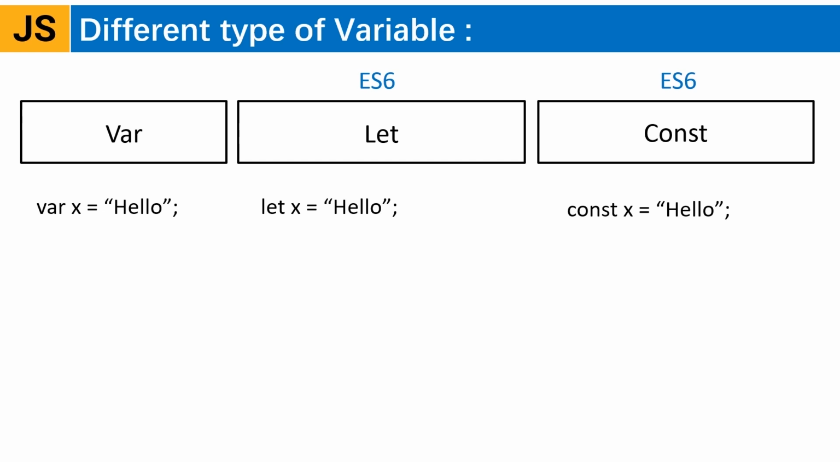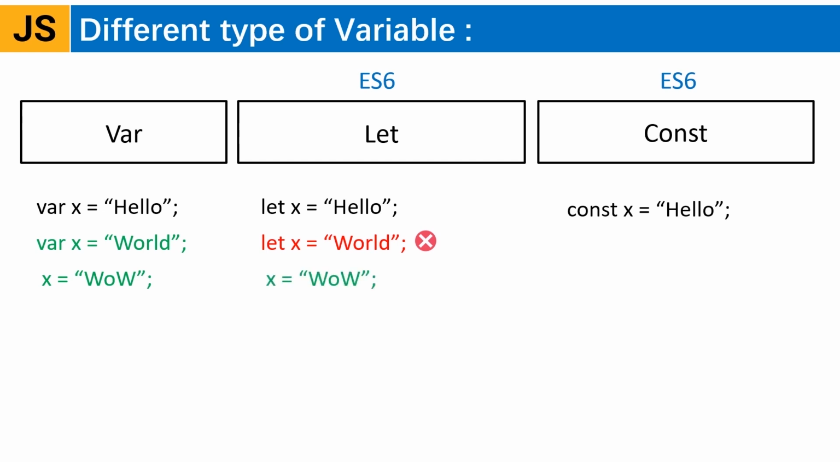But the difference is that we can redeclare our var variable. In our case, var x equal to world. Also we can reassign our value. In my case, x equal to wow. If I try to print this value, it returns wow. Using var we can reassign and redeclare our variable. But in the case of let we cannot redeclare our variable. If we try to do it forcefully, it returns an error. But the good thing is we can reassign our value. x equal to wow. Now our new value is wow.